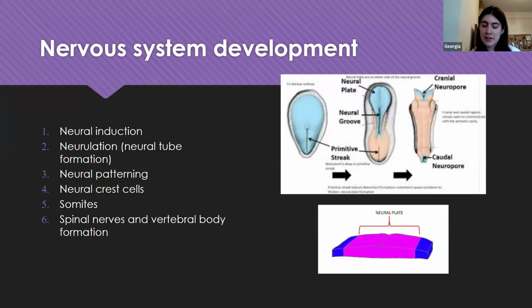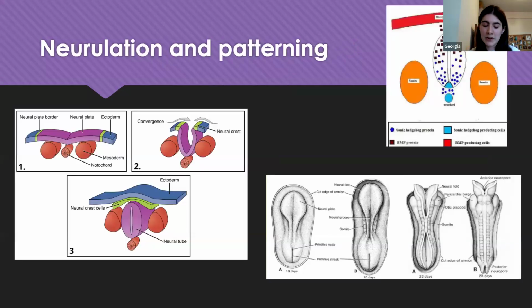So first up is neural induction, and we sort of already covered this. This occurs during the process of gastrulation, and as we mentioned, the ectoderm that forms can become nervous system tissue or skin. Neural induction refers to setting the fate of some of the ectoderm to the nervous system, and they're called neuroectoderm. And it forms a neural plate. And because this is done in gastrulation, it's done by the primitive node.